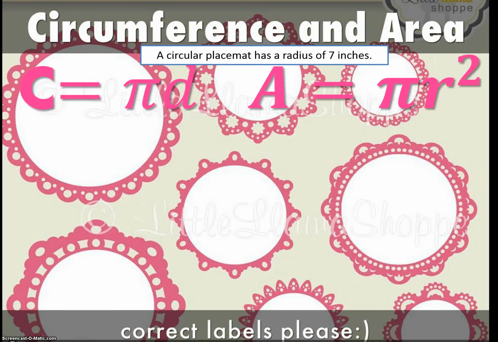Alright, the next practice problem is for a circular placemat, aka a doily. It has a radius of 7 inches. The reason I'm using a doily is because I found this picture. That was kind of cool. It's got some circles on it. I want you to find the circumference and the area. Pause the video, and when you're done, circle your answers so I know that you watched this.